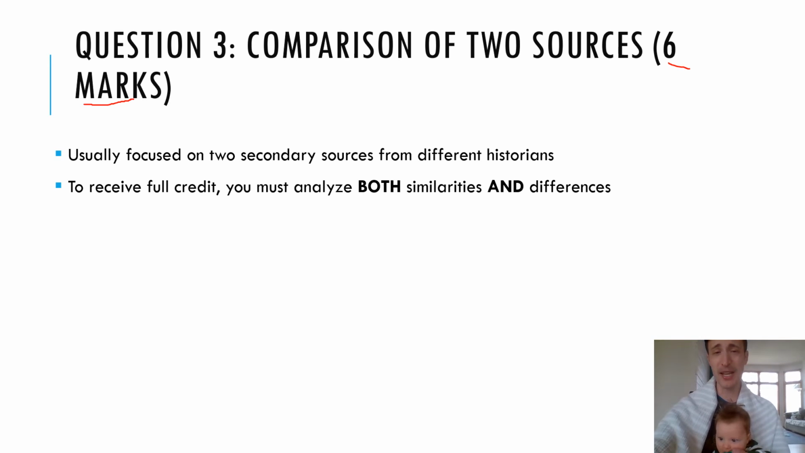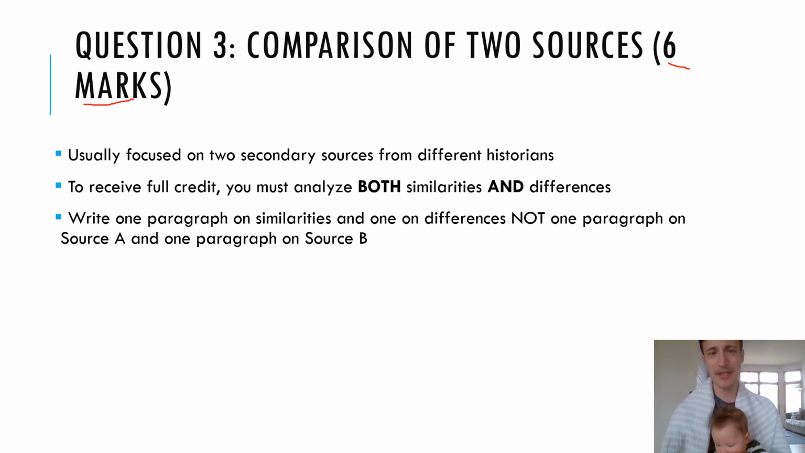To receive full credit, you've got to talk about both similarities and differences. If you don't do that, I think the most you can get is like 3 out of 6, which still can get you in that 4 range, but do both, okay? They're going to have similarities as well as differences.